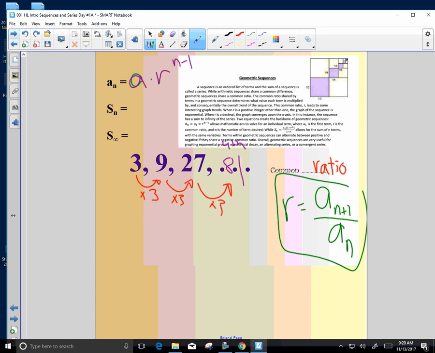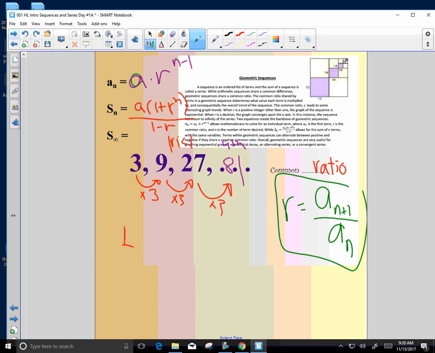And then for the sum, this one's very complicated to prove. I'm just going to give it to you. It's going to be the first term times 1 minus r to the n all over 1 minus r. And this one can be proven. It's just very clunky. But the best part of this one is if your ratio is between 1 and negative 1, I like to say absolute value less than 1, so like 1/2 or 1/3 or 1/5.